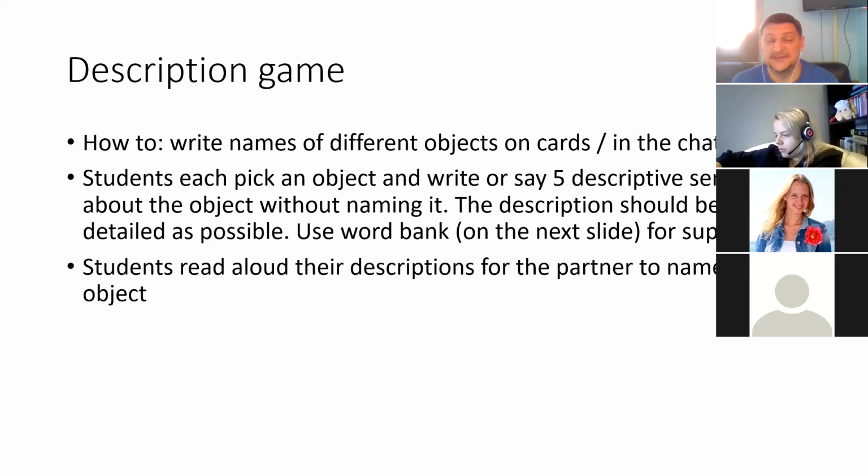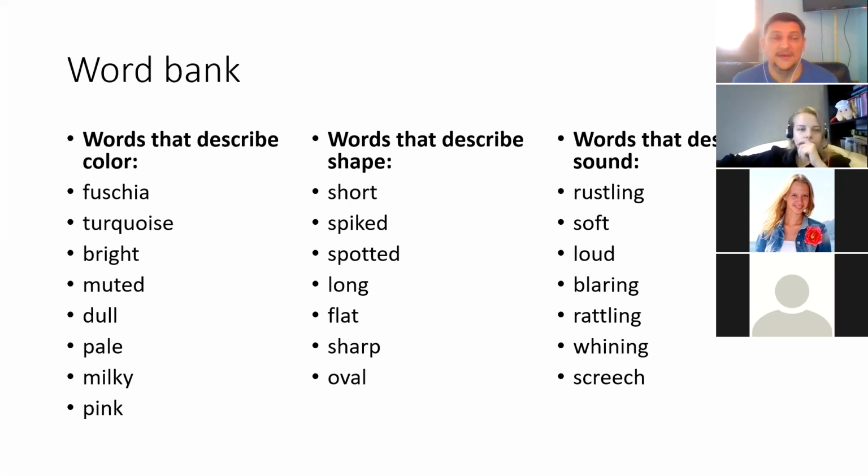And then the student reads aloud their description so that either the teacher or the partner can guess what it is. A word bank can look anything like this. It is categorized, like, words that describe color, words that describe shape, words that describe sound. So very obvious, something very easy. But if you look at the words, they're not easy at all.